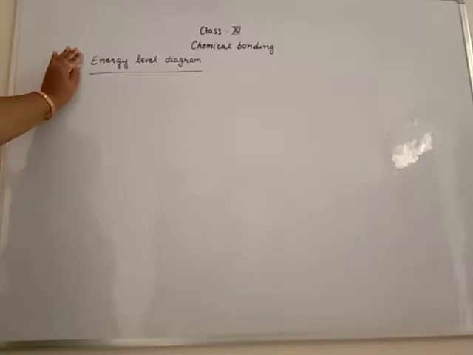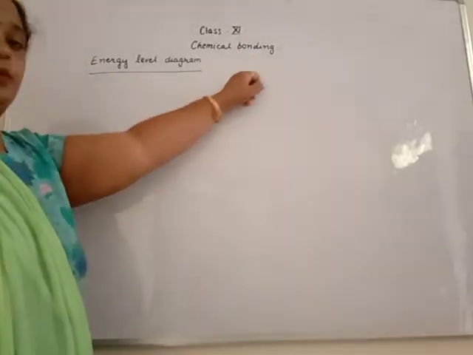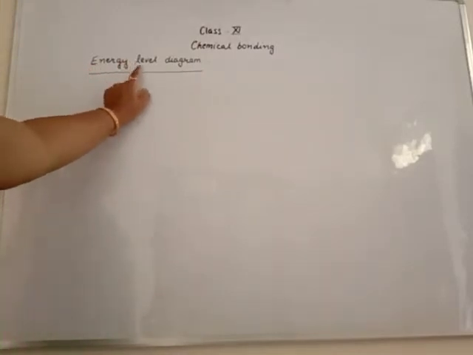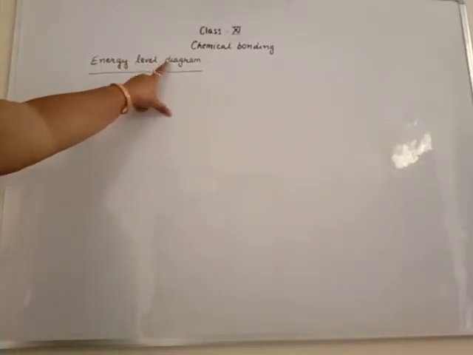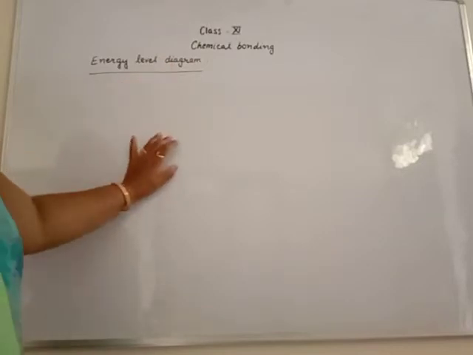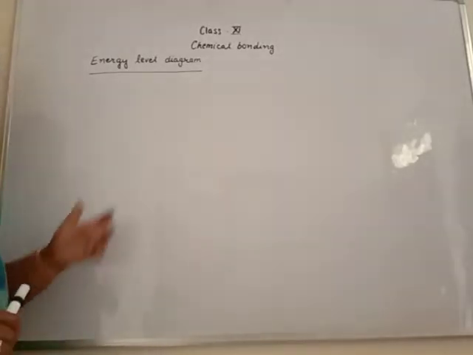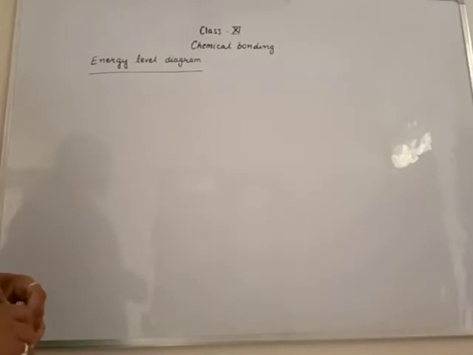I hope you all are fine and understand the concept properly of the chapter chemical bonding from your syllabus. Now our next topic is the energy level diagram. Beta, this energy level diagram represents only molecular orbitals, and explains the energies of molecular orbitals: which molecular orbital has less energy, which has more energy. In your syllabus, the energy level diagram is for homodiatomic molecules.